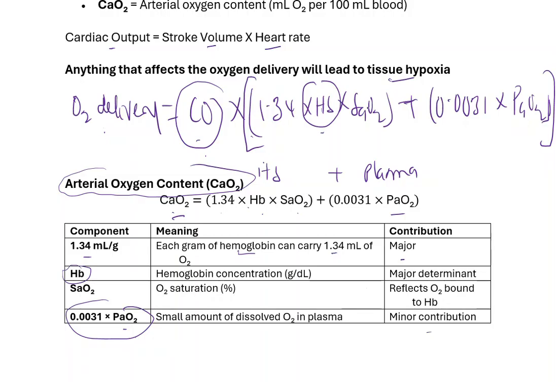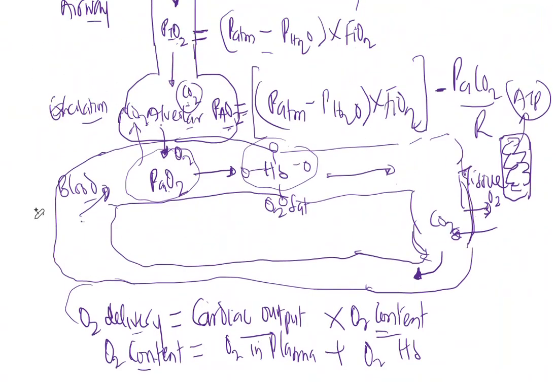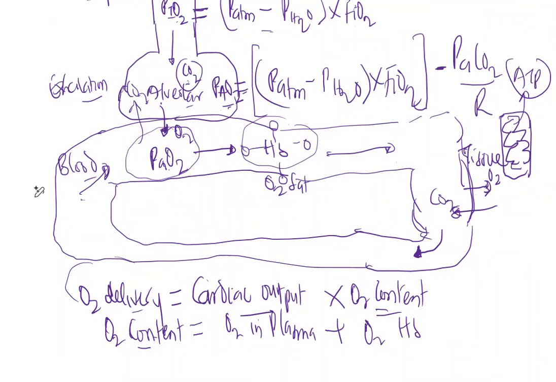Hypoxia. If somebody has decreased oxygen saturation, as we're going to see in a second, that could lead to decreased oxygen to the tissue, and that could lead to hypoxia. If somebody has a decrease in partial pressure of oxygen, which is what we call hypoxemia, that could lead to decreased oxygen to the tissue, and that could lead to what? Hypoxia. So let's go back to our diagram.